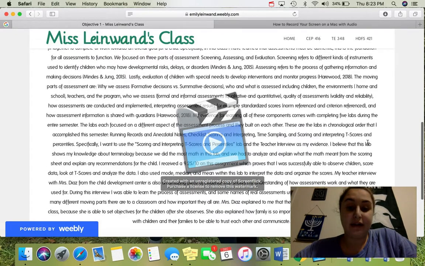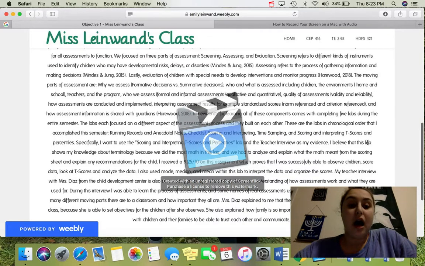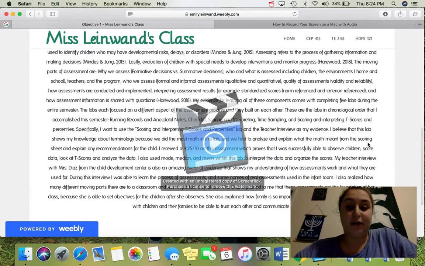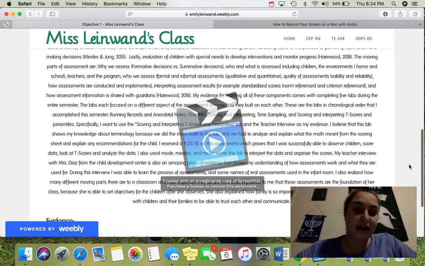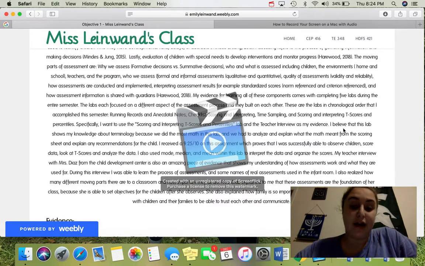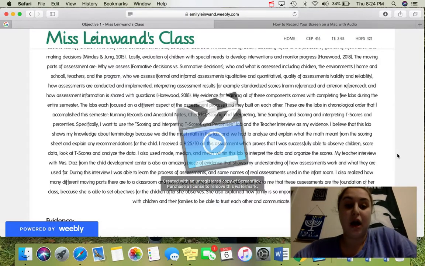We learned words like screening, assessing, evaluation. I talked about how screening refers to different kinds of instruments used. Assessing refers to the process of gathering information, and evaluation is like evaluating children to see if they have any developmental delays, or monitoring their progress towards what we could use assessments for.